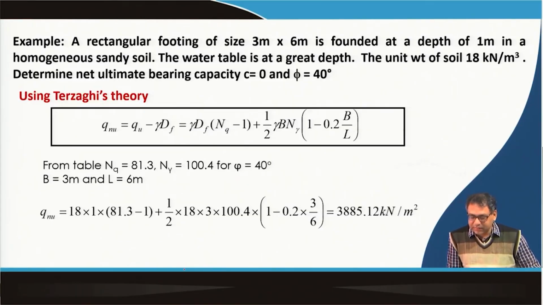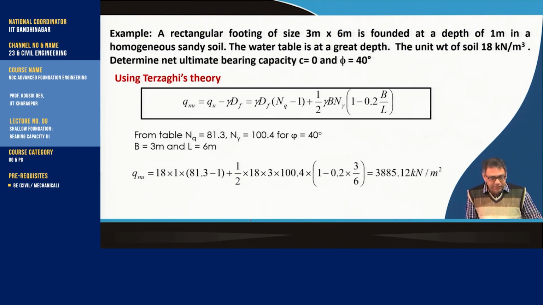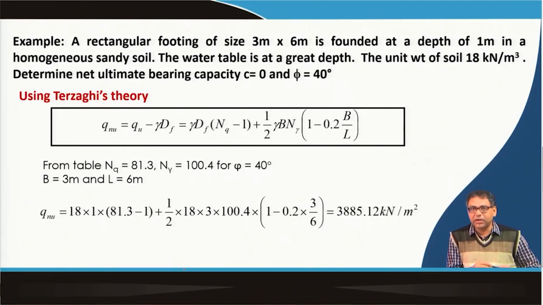Now this is the first example problem, where a rectangular footing of size 3 meter cross 6 meter is placed at a depth of 1 meter in a homogeneous sandy soil. The water table effect is not considered, because the water table is at a great depth, below depth of B. The unit weight of soil is 80 kilonewton per meter cube. Determine the net ultimate bearing capacity when c is equal to 0, phi is equal to 40 degree. So, phi is equal to 40 degree, that means it is a general shear failure, because for sandy soil, based on phi you have to judge whether there will be a general shear failure or local shear failure, or it is an intermediate state.